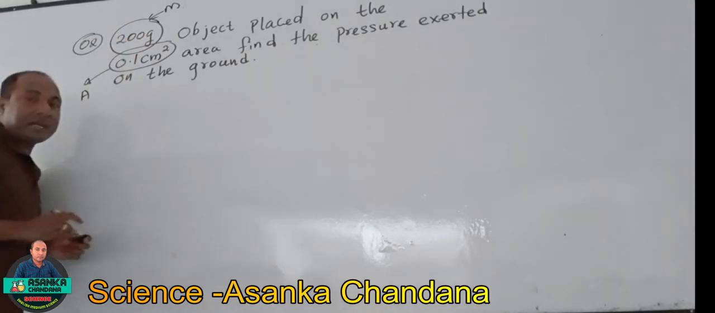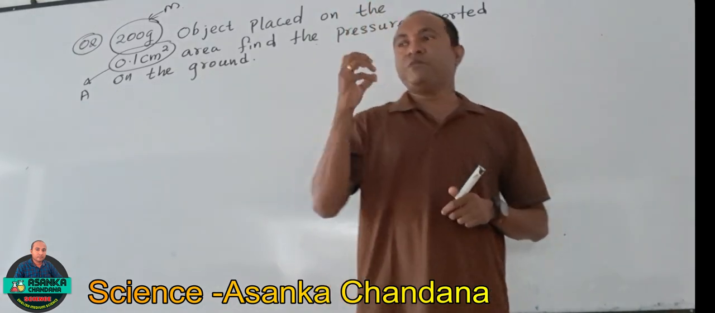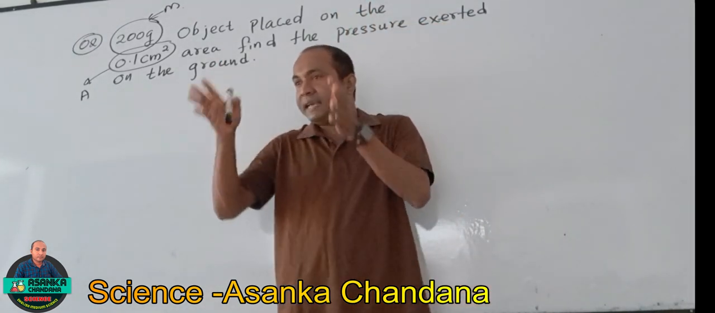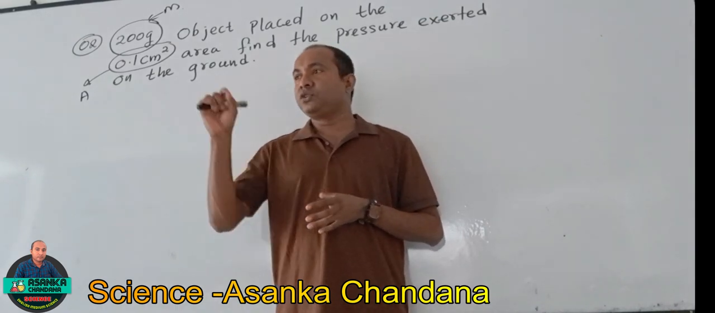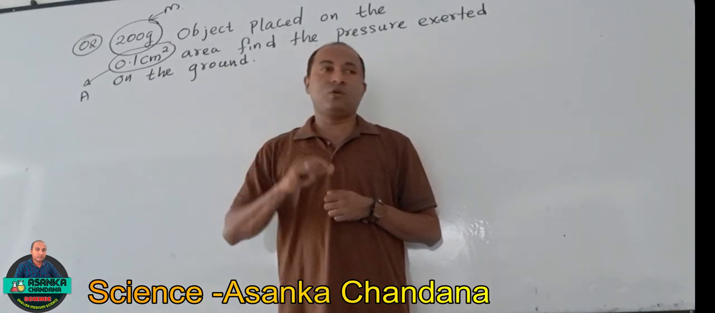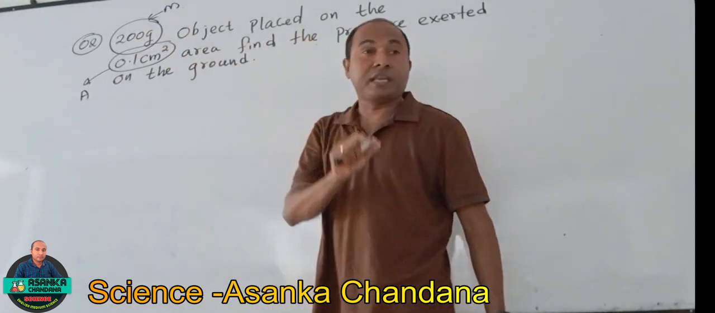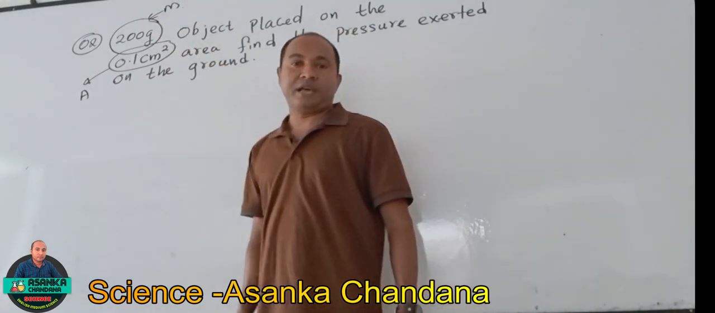Mass is given to us in gram. But when we are going to find pressure, we should find the force exerted by the object on the ground. For this, we should know the mass in kilogram. Therefore, the gram should be converted into kilogram. Here you should know how to convert gram into kilogram.